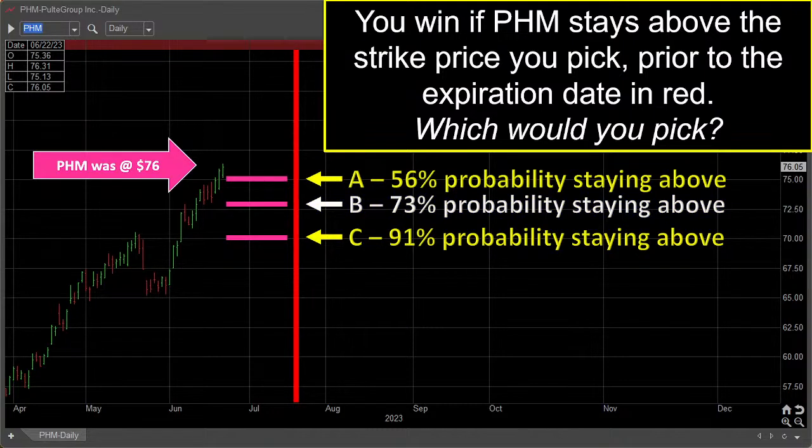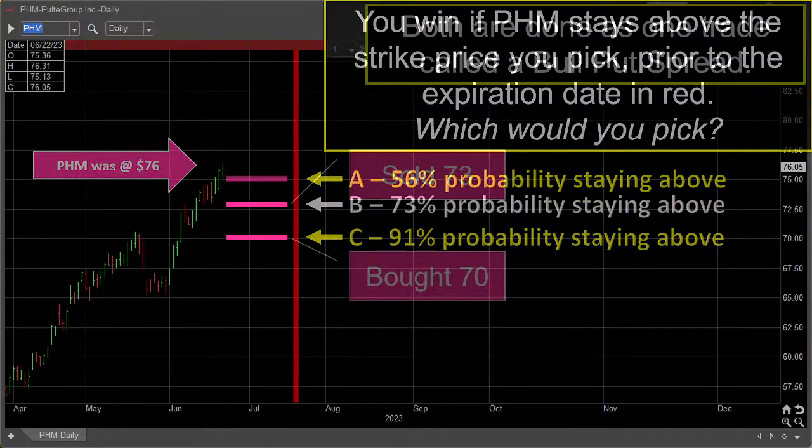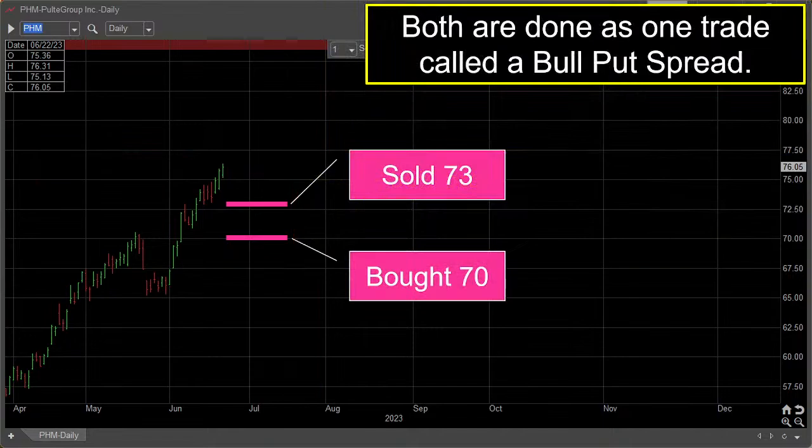Now, in this trade, I want to show you exactly what I did. I did something called a bull put spread. I sold a $73 put, and I simultaneously bought a 70. I like the name of the trade because it's very obvious. Bullish because I think the stock's going to go up. Puts because I'm using puts. And spread because there's a $3 spread between the two options.